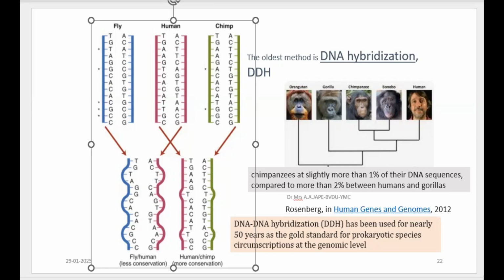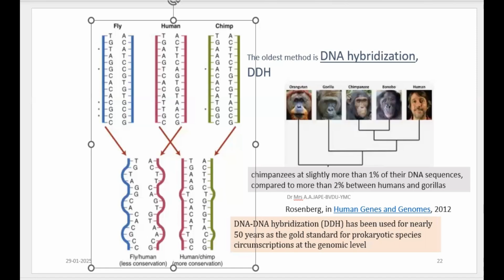So when it comes to DNA hybridization, short form is DDH, is a technique, as we know, that measures the similarity between DNA sequences. You have to check for the similarity between the sequences which are obtained from different organisms. Yes, if you can see in the diagram here, you are seeing our ancestors, right? Chimpanzees and gorillas and orangutan and the Homo sapiens sapiens.